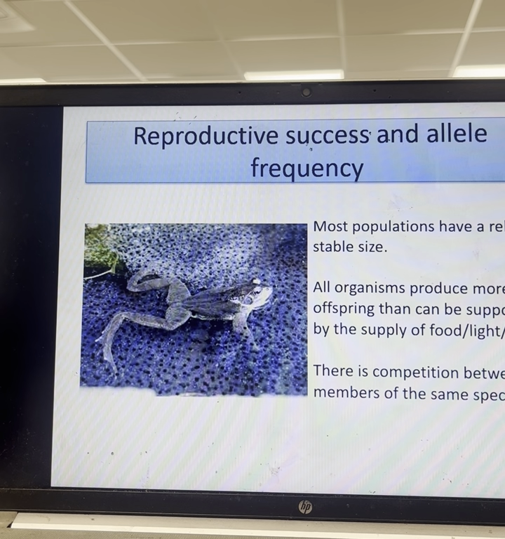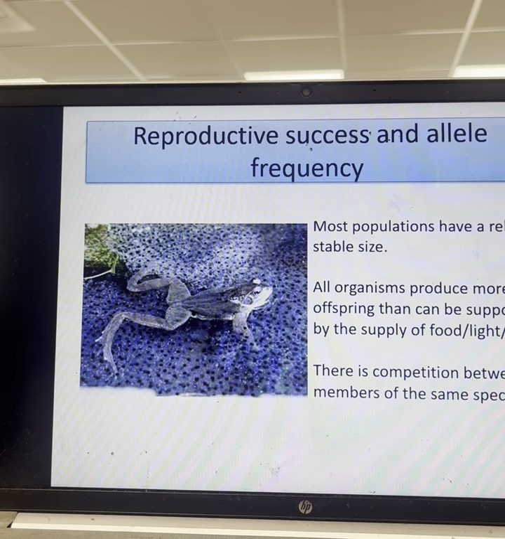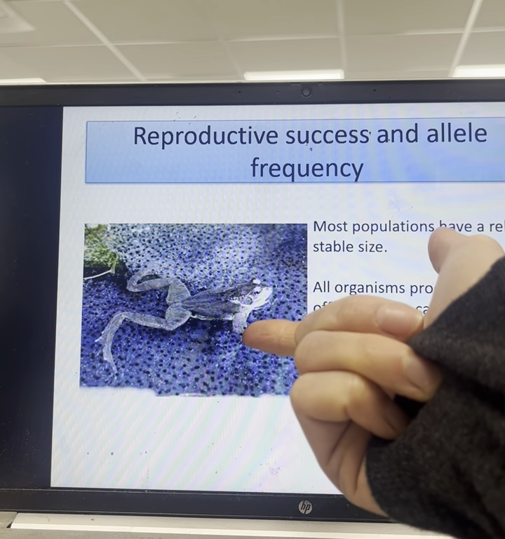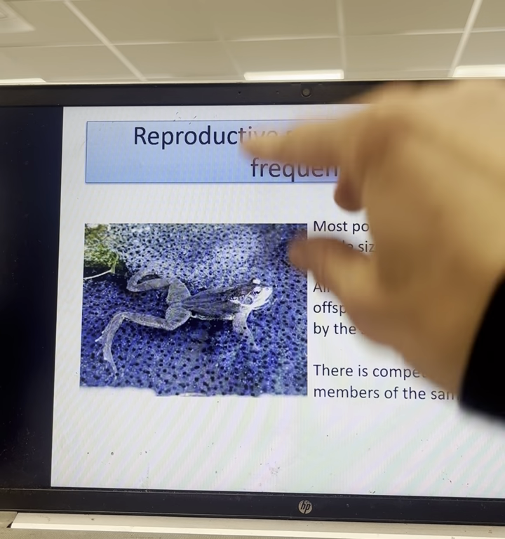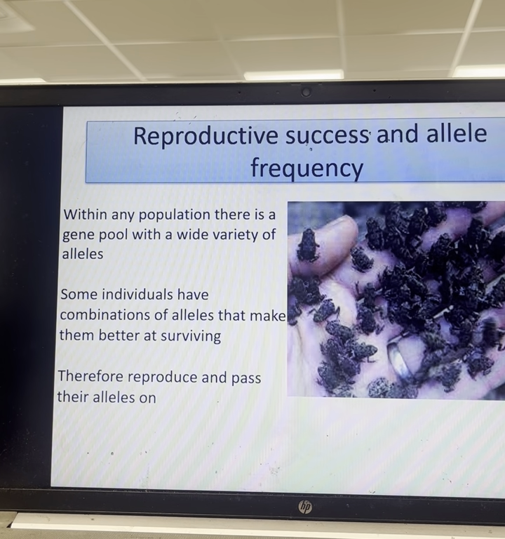So if you remember, we've got interspecific competition, which is between different species. So say, for example, you've got a frog and it's trying to compete against a snake to try and catch something to eat. They're different species, so it's interspecific. If you've got a frog versus a frog, they're the same species, so it's intraspecific competition.